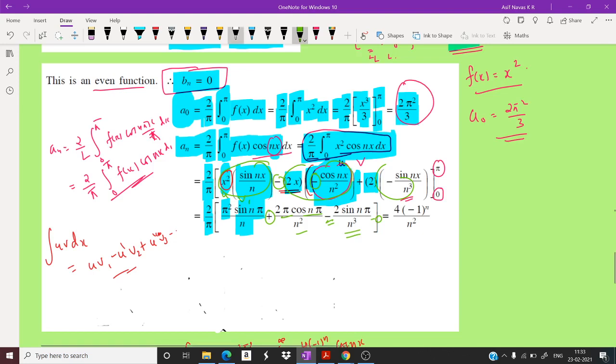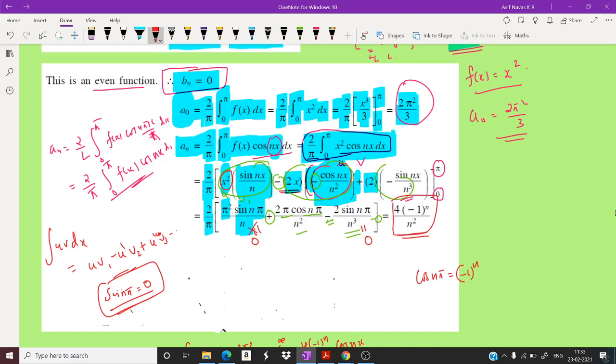So we know what is sin n pi? It is 0. So this term becomes 0, right? Here also sin n pi is 0. Now what is cos n pi? It is minus 1 raised to n. So this all becomes 4 into minus 1 all raised to n.